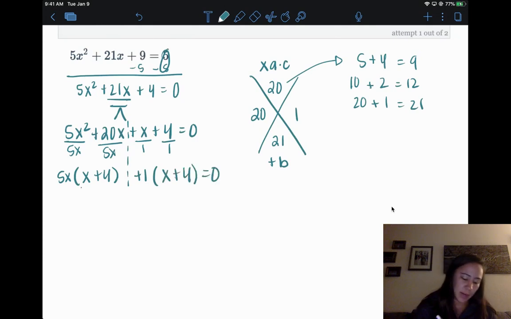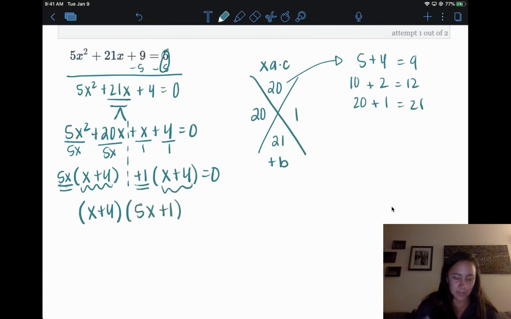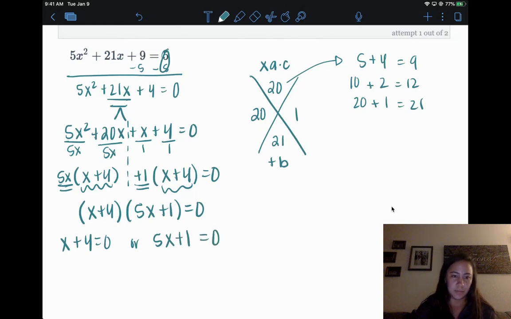Now your common binomials are x plus 4 and x plus 4. So factor those out, x plus 4. And what you're left over with is 5x plus 1 is equal to 0. Cool, so we factored this trinomial. Now we need to use that zero product property. And we have x plus 4 is equal to 0, or 5x plus 1 is equal to 0.